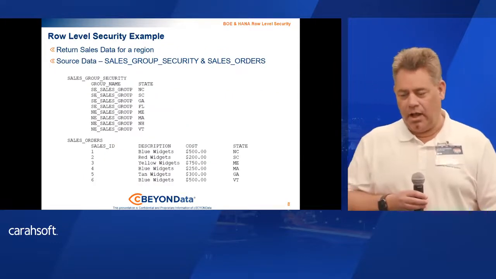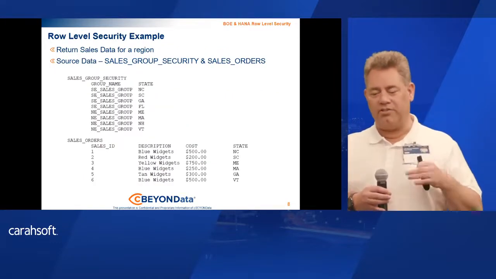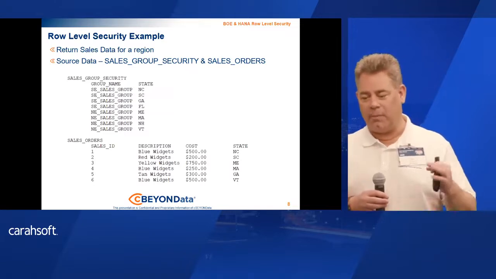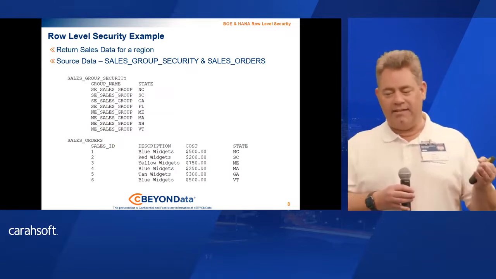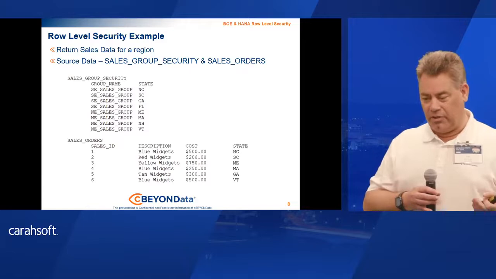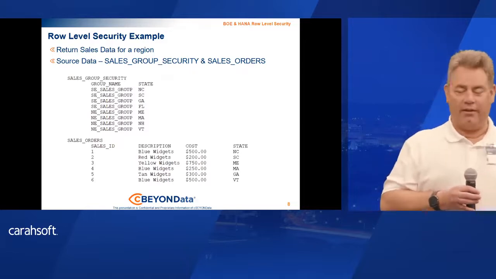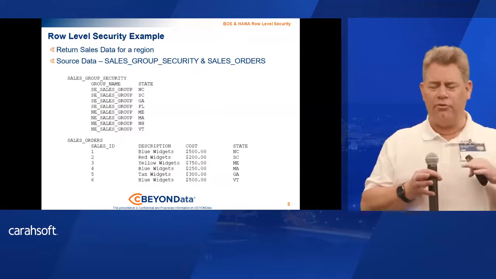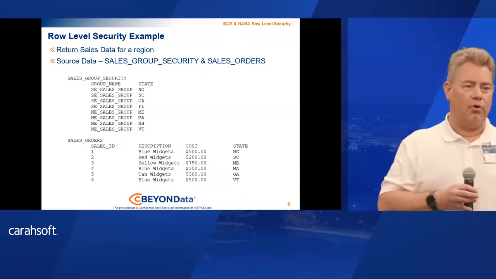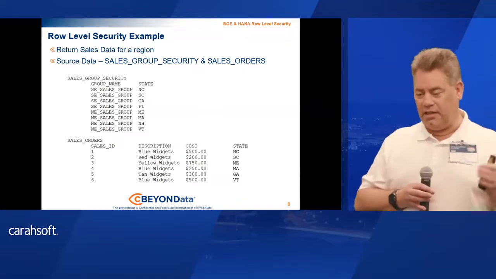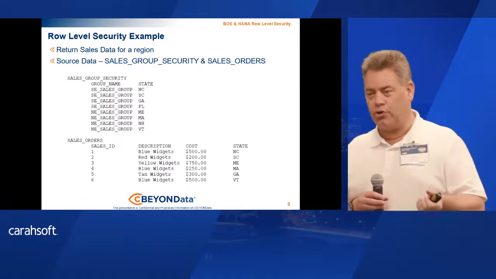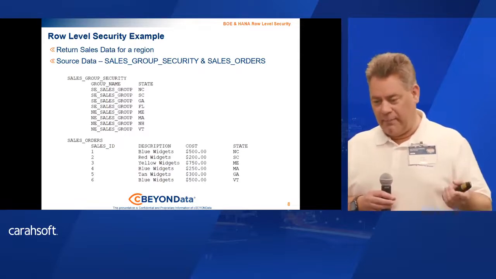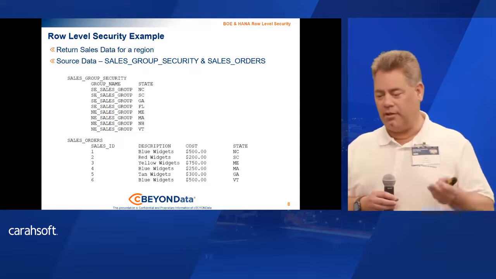So what I wanted to do is make this a little more real. Here's some of the data that we're going to be using as part of our example. We have a table called sales group security, and nothing fancy here. It's just saying these two groups are associated with a set of states. The Southeast sales group should see North Carolina, South Carolina, Georgia, and Florida. And the Northeast sales group should see Maine, Massachusetts, New Hampshire, and Vermont.